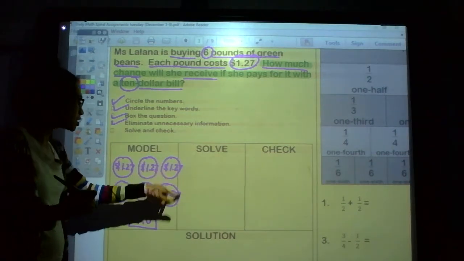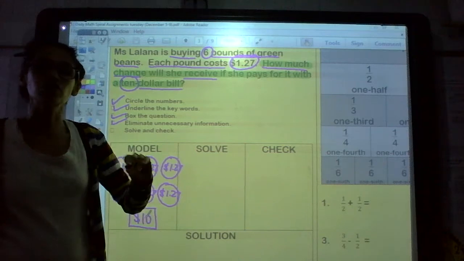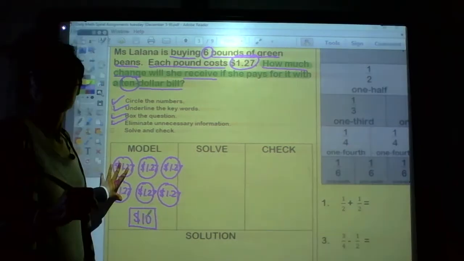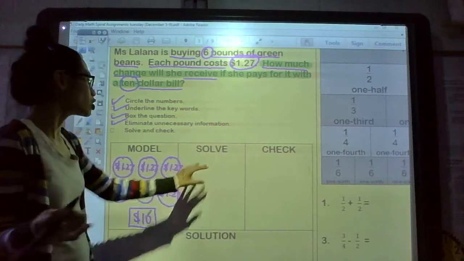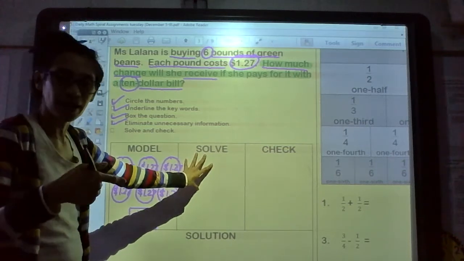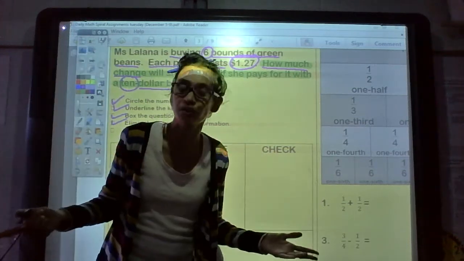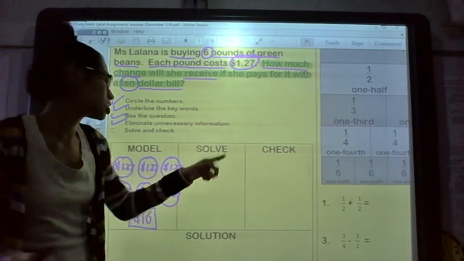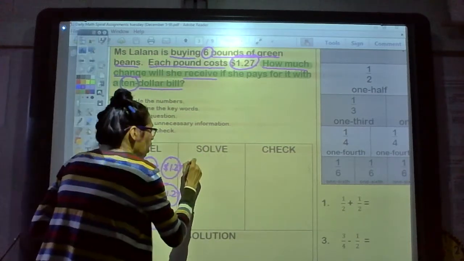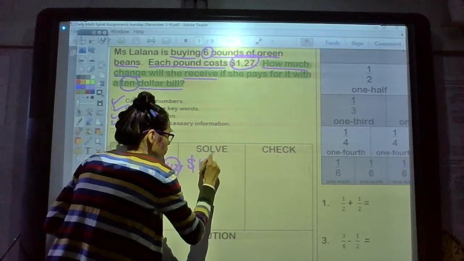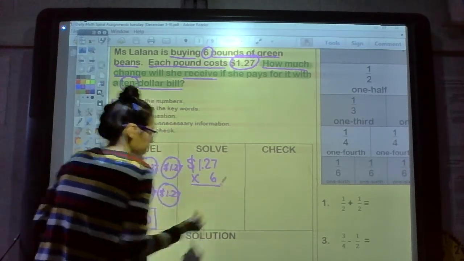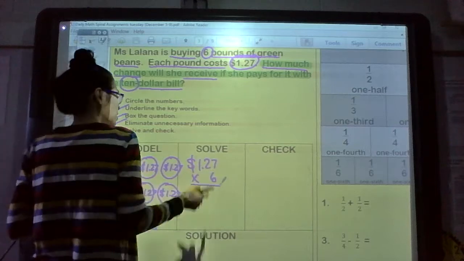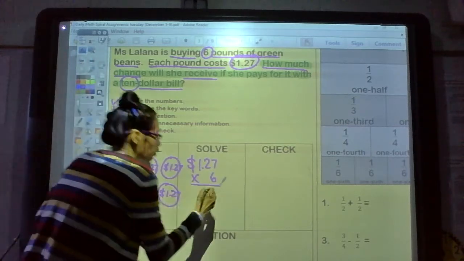To solve this, what operation would you like to do to figure this out? We can multiply or we can add. And you know what? We can do the solving one way, and then to check it, we can do the other way. So let's multiply to solve it. $1.27 times 6. All right, 6 times 7 is 42.